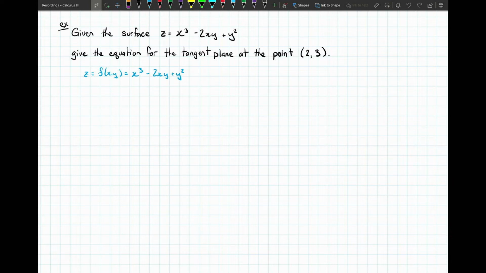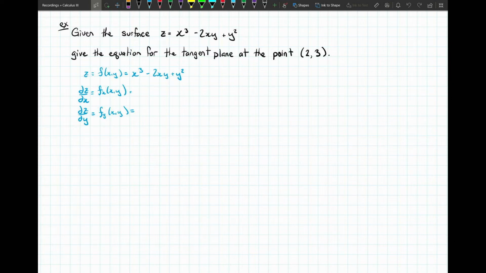We're also going to need to know the partial derivatives with respect to x and with respect to y. We could use either notation, del z by del x, or f partial x, and similarly, del z by del y, or f partial y. We'll have to calculate these two partial derivatives first, and then we can plug the point 2, 3 into the function, as well as its first order partial derivatives.